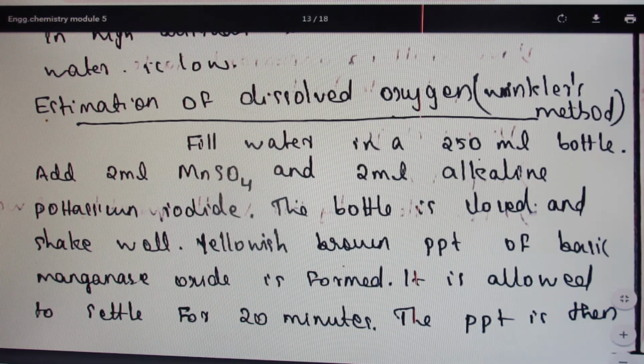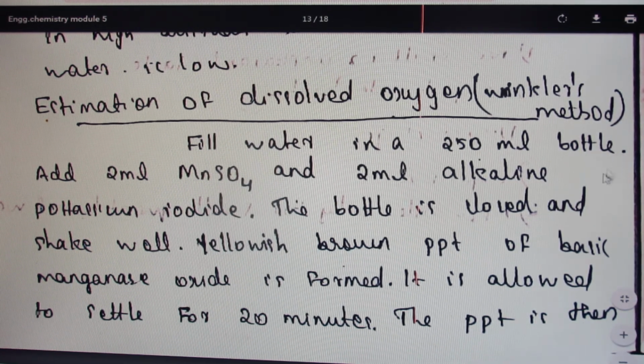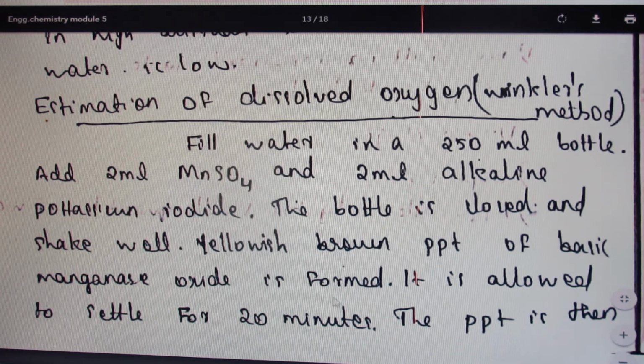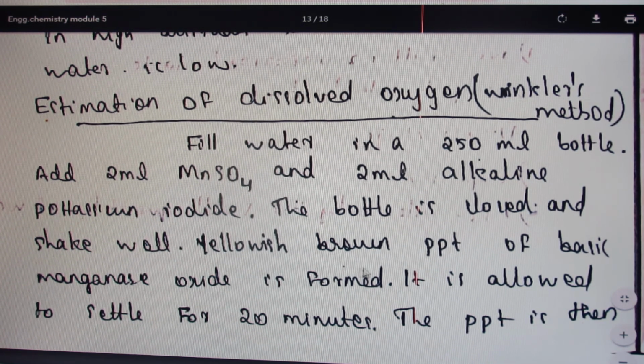Here we fill water in a 250 ml bottle, add 2 ml of manganese sulfate, and also use alkaline potassium iodide. Then the bottle is closed and shaken well. A yellowish brown precipitate of manganese oxide is formed. Then it is allowed to settle for 20 minutes.